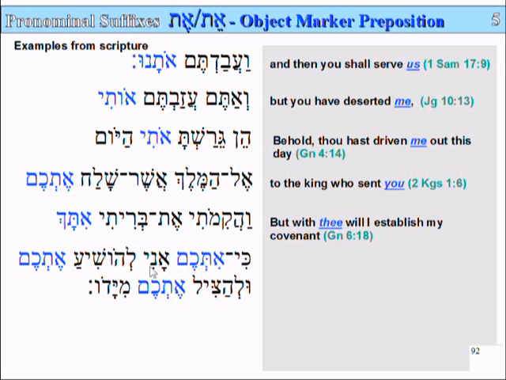Ki etchem ani lehoshia etchem. For with you I am to save you. Lehoshia etchem. Ul hatzil etchem, and to deliver you. Miyado, from his hand. So, for I am with you to save you and to deliver you from his hand. Ki etchem ani lehoshia etchem ul hatzil etchem miyado.